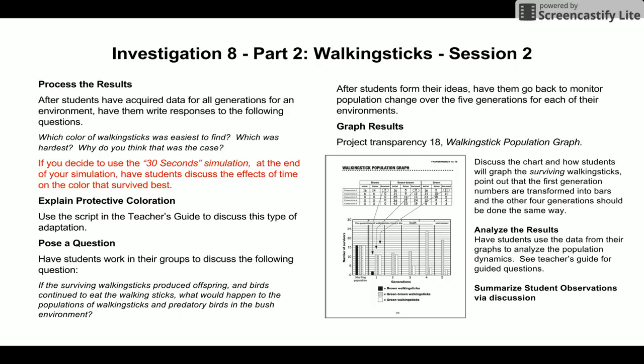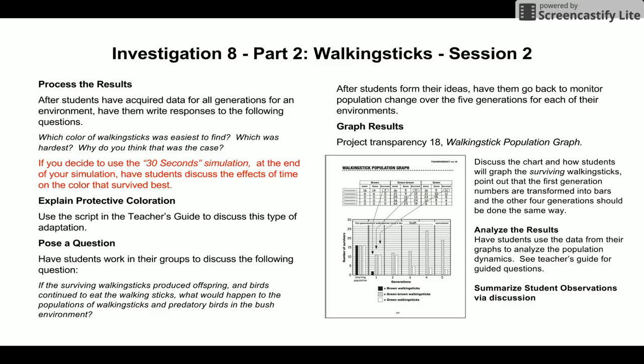Next, use the script in the teacher's guide to discuss the protective coloration as an adaptation. Pose a question for students, have them work in groups to discuss the following question and to provide a response. After students form their ideas, have them go back to monitor population change over the 5 generations of their environments. Tell them that they will be graphing the data.